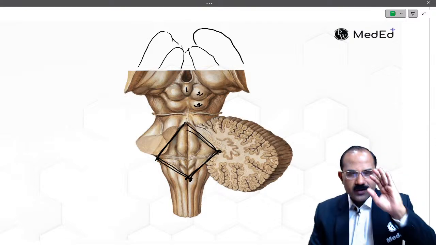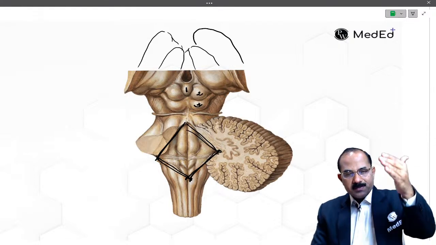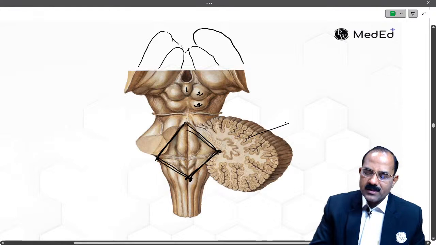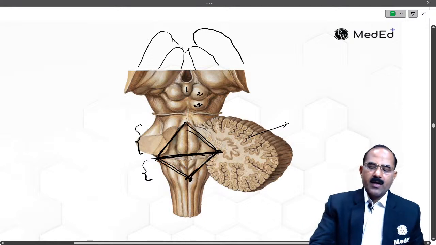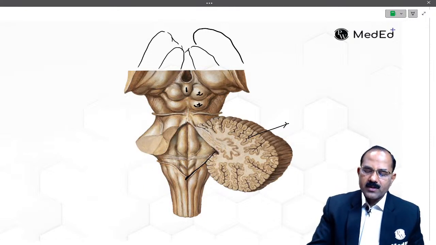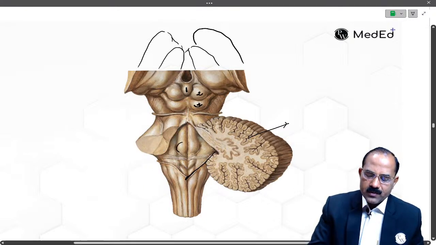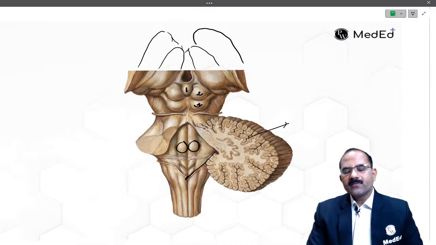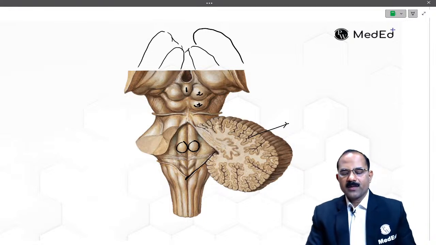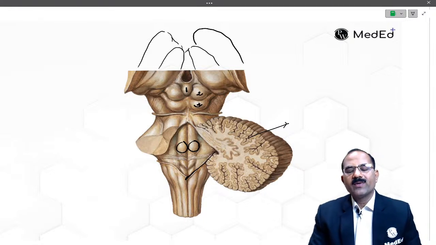Fourth ventricle is a very important topic. The fourth ventricle is made up of two parts. The roof is formed by the cerebellum. The floor is formed half by the pons here and half by the medulla here. In the pons, what is this structure known as? What is this rounded structure known as? Yes, lower half of pons and upper half of medulla.